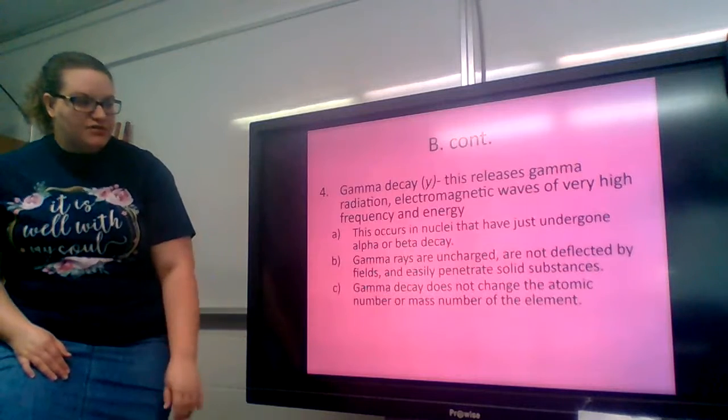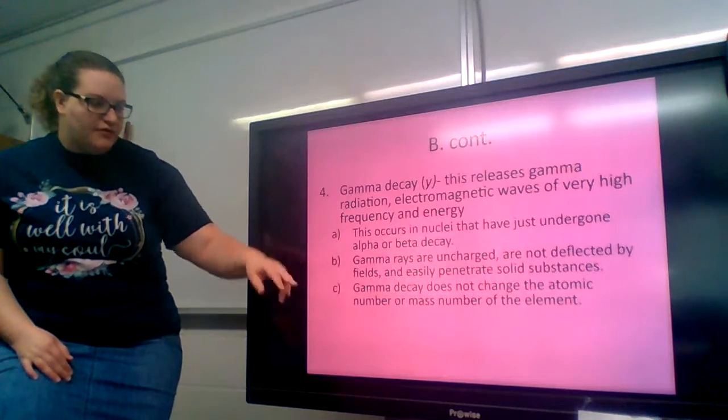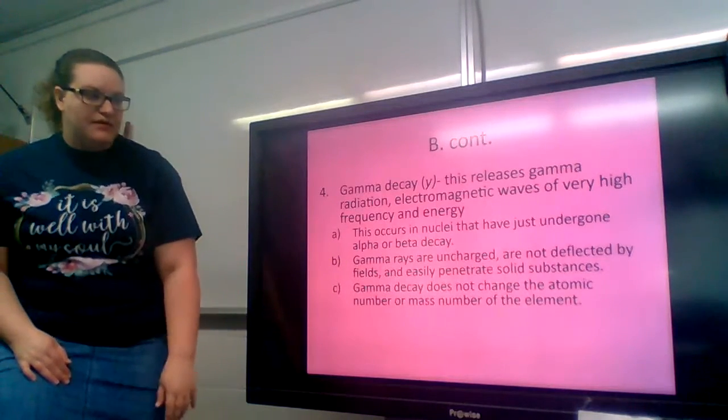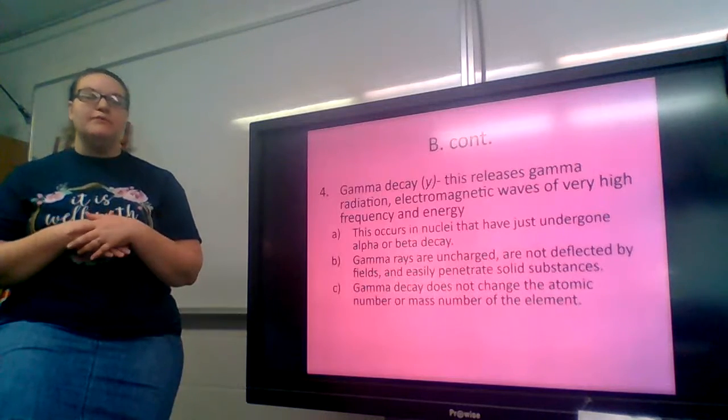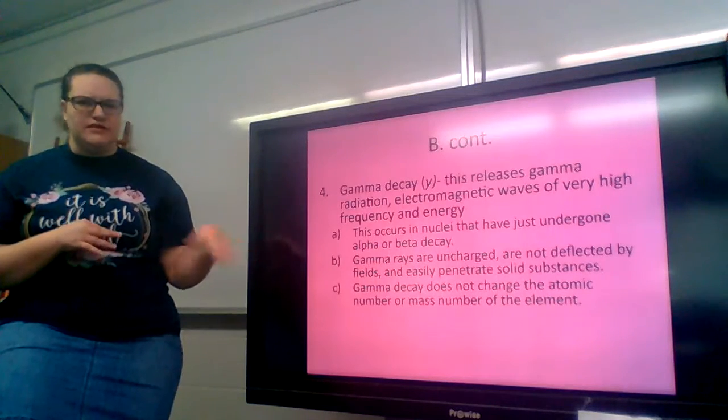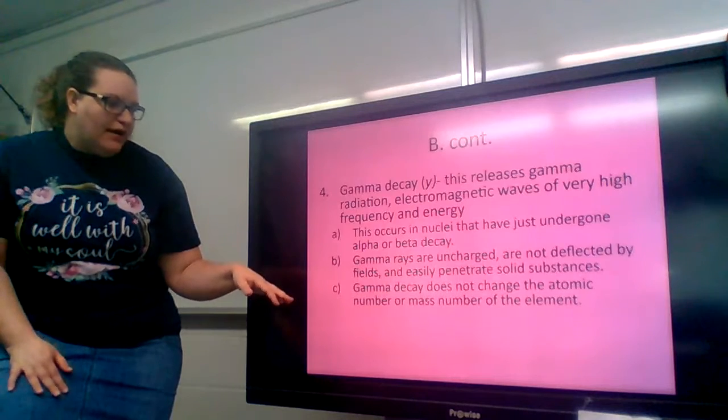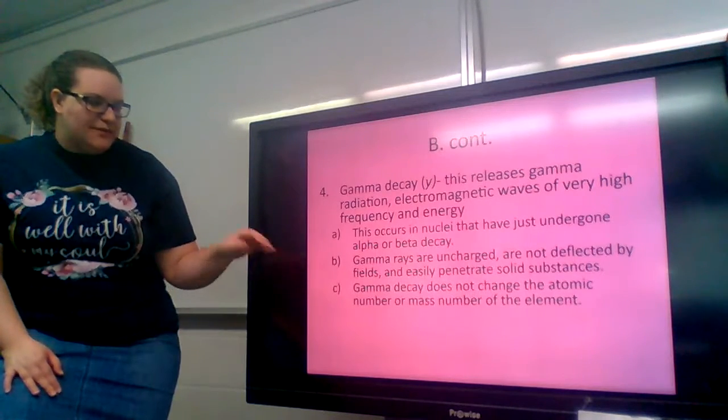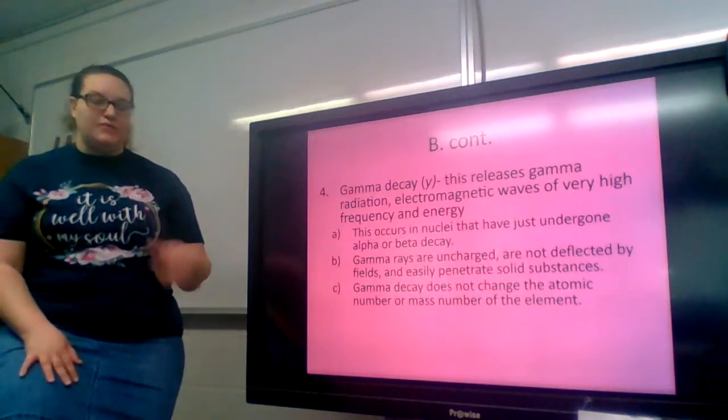Gamma rays are uncharged, they are not deflected by fields, and they easily penetrate solid substances, okay? Now, actually we're going to talk about it on another slide, so I'm not going to go through that yet. Gamma decay does not change the atomic number or mass number of the element.